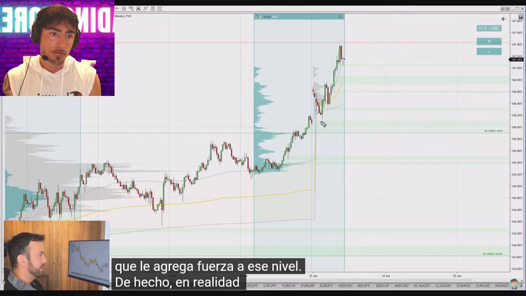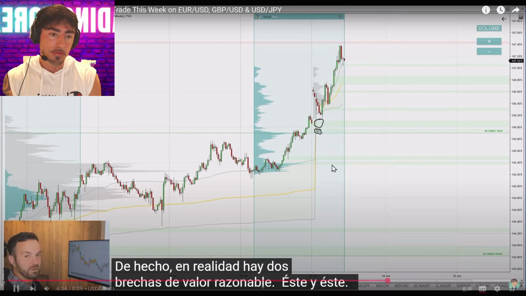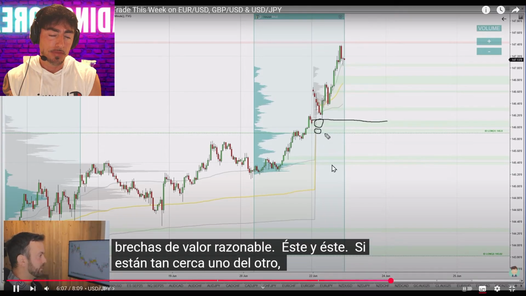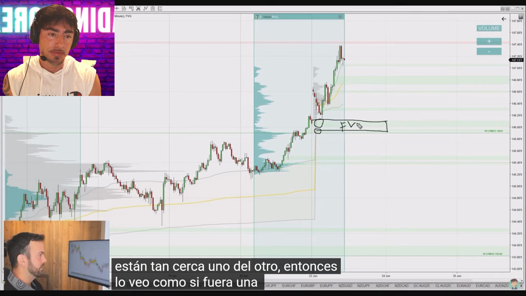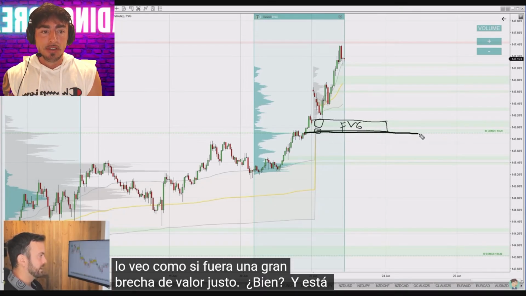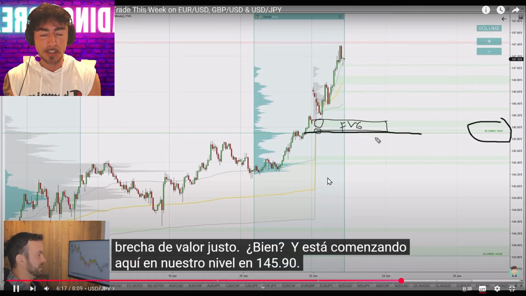By the way, there are actually two fair value gaps, this one and this one. If they are that close to each other, then I look at it as if it was one big fair value gap, right? And it is beginning in here at our level at 145.90.